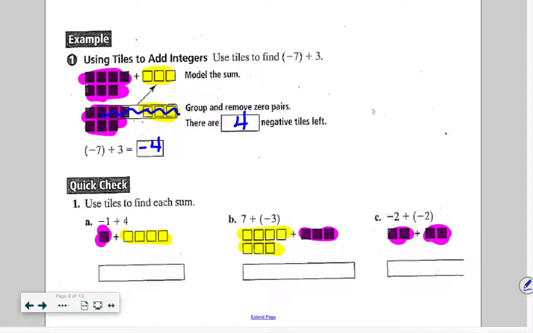Again, let's apply that concept we were talking about before. One is negative, one's positive, so subtract. 7 minus 3 is 4. Which is a bigger number, the 7 or the 3? And that is negative, so my answer is also negative.